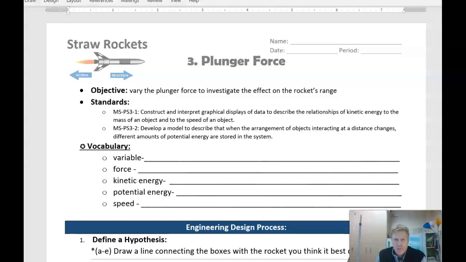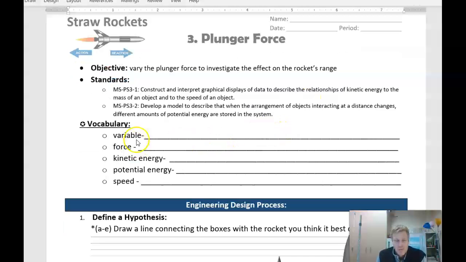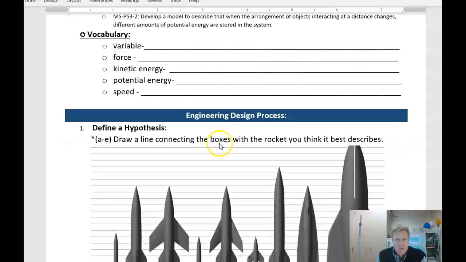So in this particular one, we are going to use plunger force, and we are going to try the different forces of the plunger on the rocket launcher. Unless you're doing a paper rocket, then you'd use your air and try different forces there. So the vocabulary, make sure that you complete the vocabulary definitions and write them down. We will probably have a vocabulary quiz at the end of this unit.